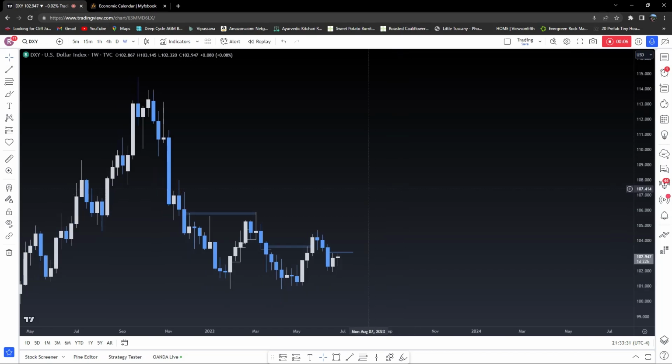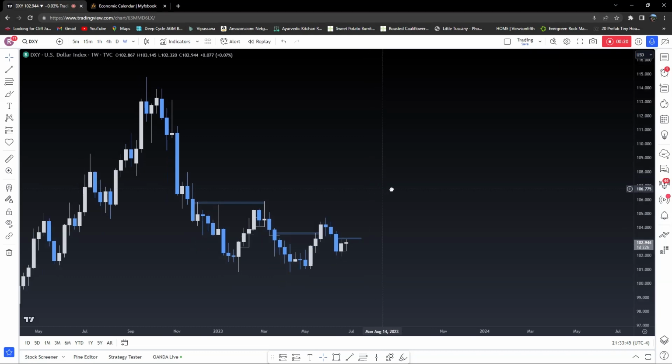Today I want to go over the New York morning session. That's the only session I trade, from 8:30 a.m. to 10 a.m. New York. I usually extend my hours, though, to 11 a.m. New York. So, let's get into it.